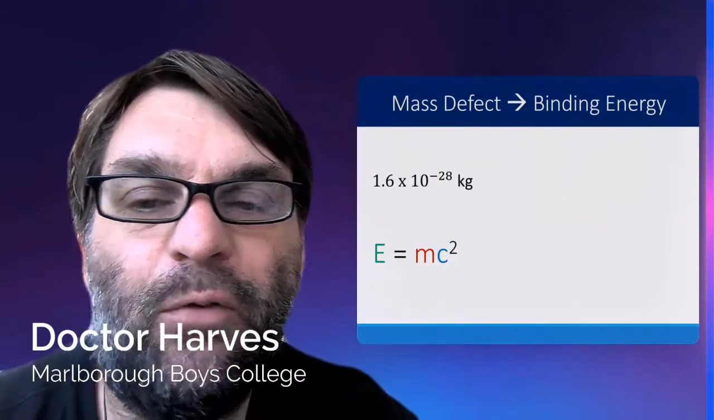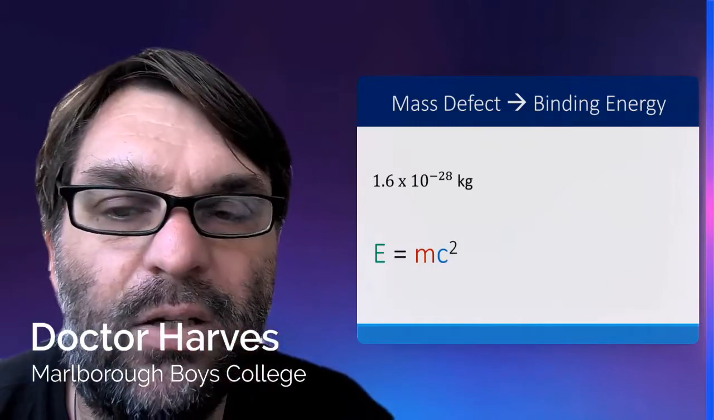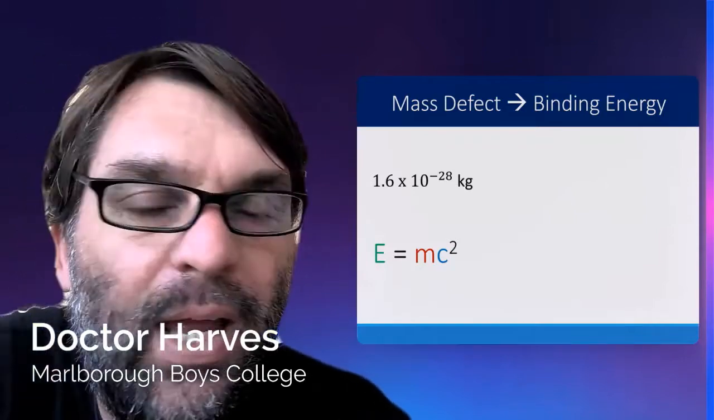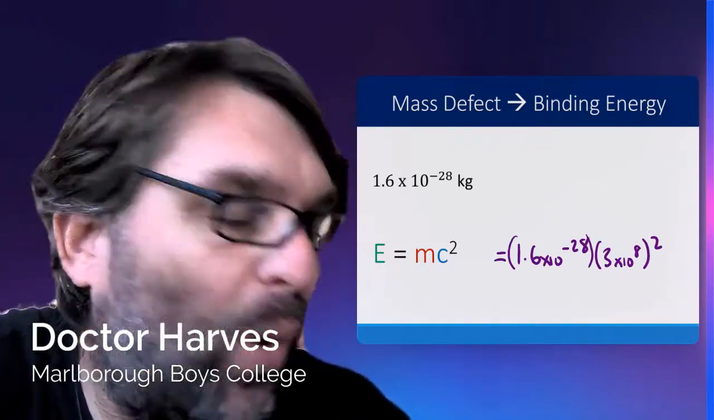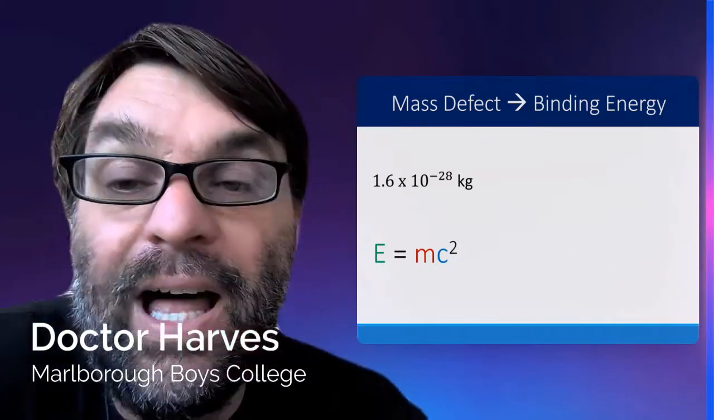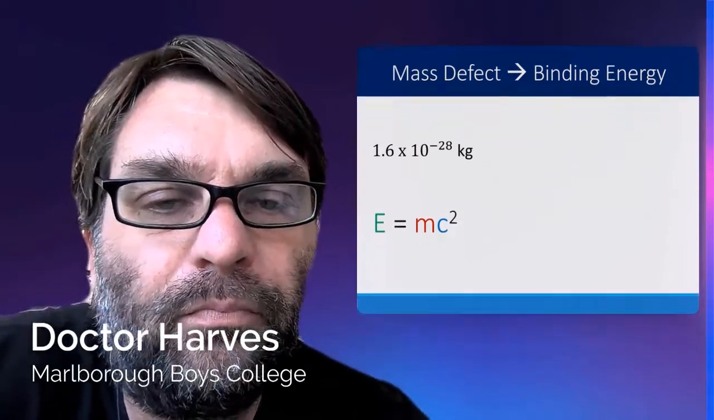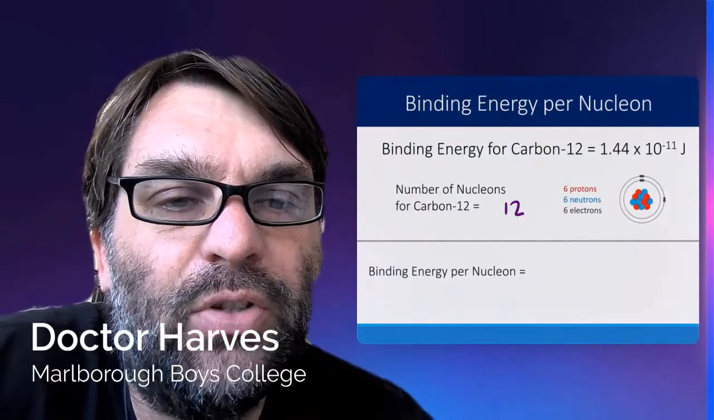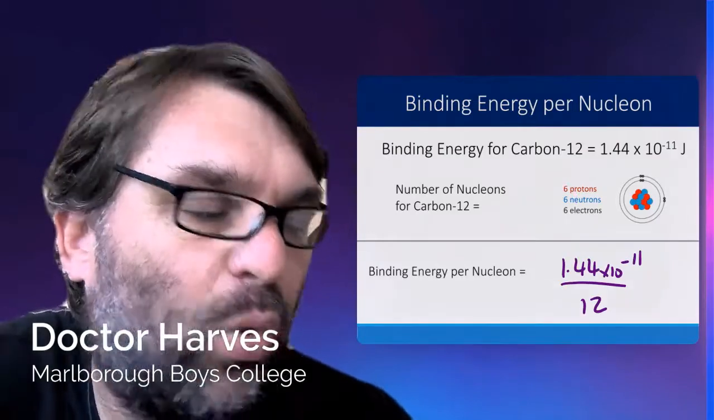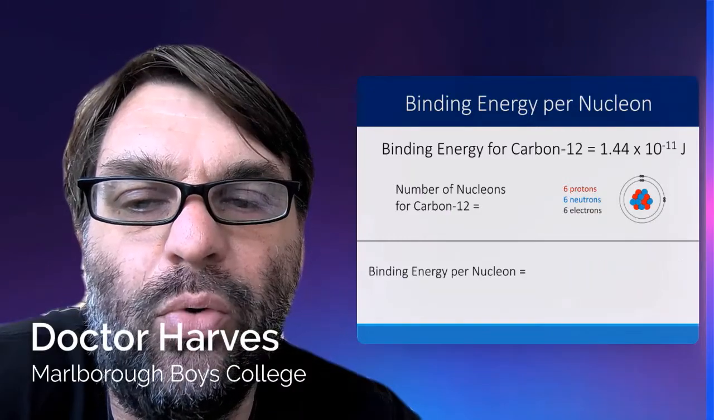So in terms of the mass defect for our example of the carbon atom, the binding energy associated with the carbon nucleons all combining to make the carbon atom is around 1.44 times 10 to the negative 11 joules. Again, a small number, but considering it's only one atom, that mounts up. Okay, so there it is. So that means that the binding energy per nucleon is going to be that number divided by 12, which is 1.23 times 10 to the negative 12 joules.